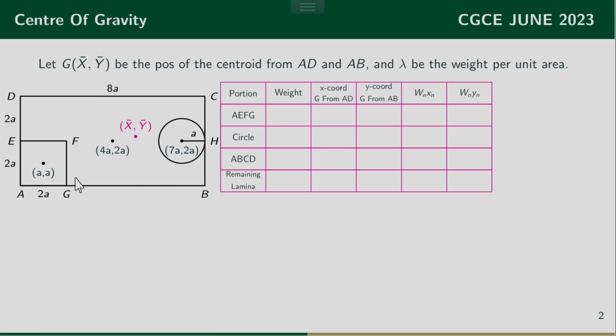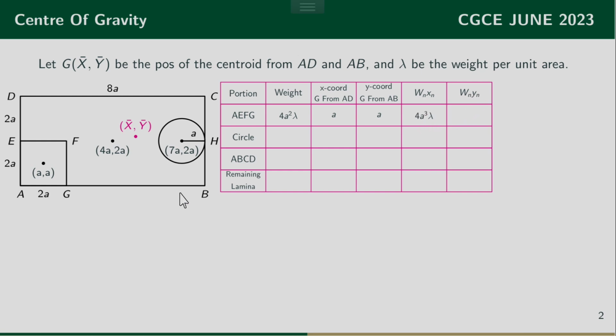The weight of the square will simply be the area of this square, side times side, 4a squared, multiplied by lambda. So I have 4a squared lambda. And the x-coordinate of the centroid from AD was a, and the y coordinate is a as well. And the moment of that weight about the side AD will be, I take the weight and multiply it by the x coordinate of the centroid, which will give me 4a cubed lambda.